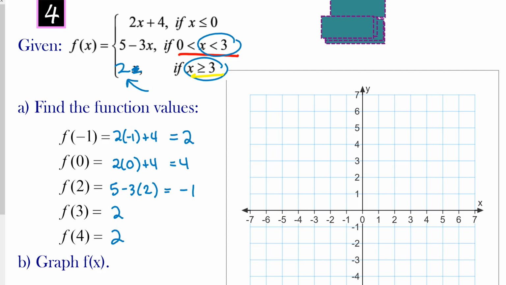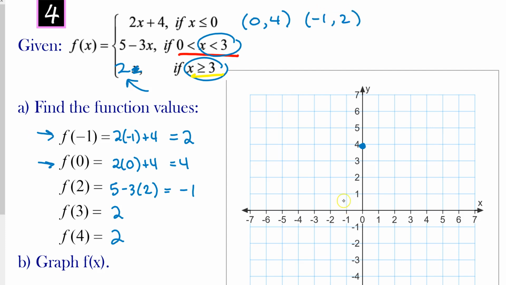Okay, so for the graph, let's go ahead and find a couple points for each piece, like we did on the previous problems. So on the top piece, I'm going to use the endpoint 0, plug 0 in. 2 times 0 plus 4 is 4. Hey, I should have known that. I did that earlier in the problem. That's going to be a closed circle. Now we need a second point, so pick whatever point you want. It should be less than 0, so let's just use the one we found earlier, -1, 2. Okay, so start at the endpoint, 0, 4, go through the other point and keep going.